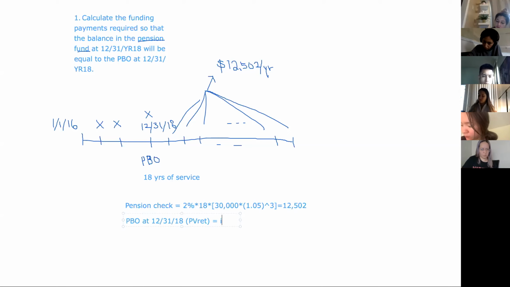The interest rate is, was it 8%? Number of periods. How many checks does the company pay to Albert? 10. He is expected to live 10 years in his retirement. And then the payment amount is $12,502. We don't have any future value. Then present value equals 83,889.